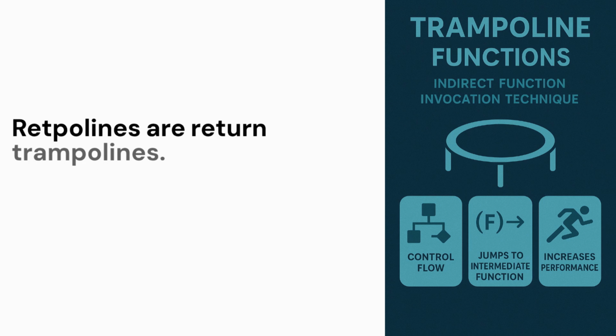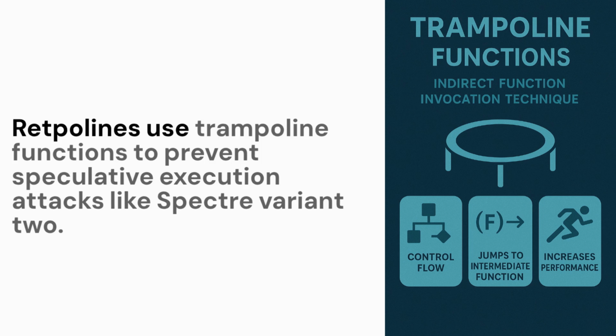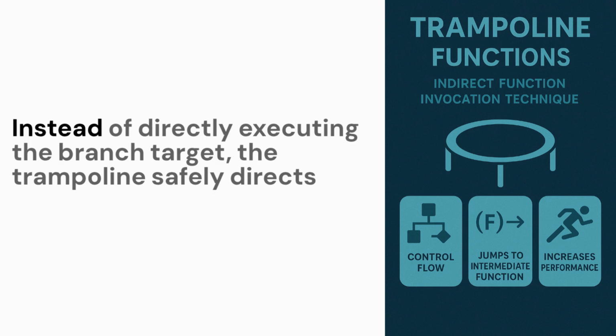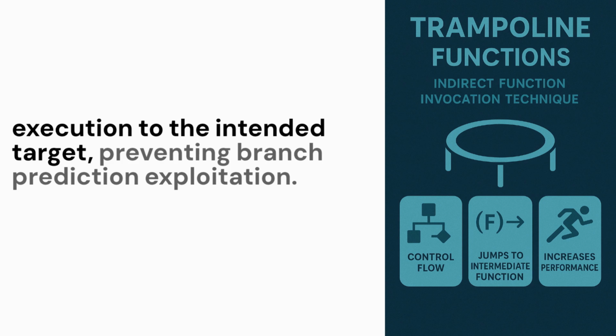Retpolines are return trampolines. Retpolines use trampoline functions to prevent speculative execution attacks, like Spectre Variant 2. When a program encounters an indirect branch, it jumps to the trampoline function instead of directly executing the branch target. The trampoline safely directs execution to the intended target, preventing branch prediction exploitation.